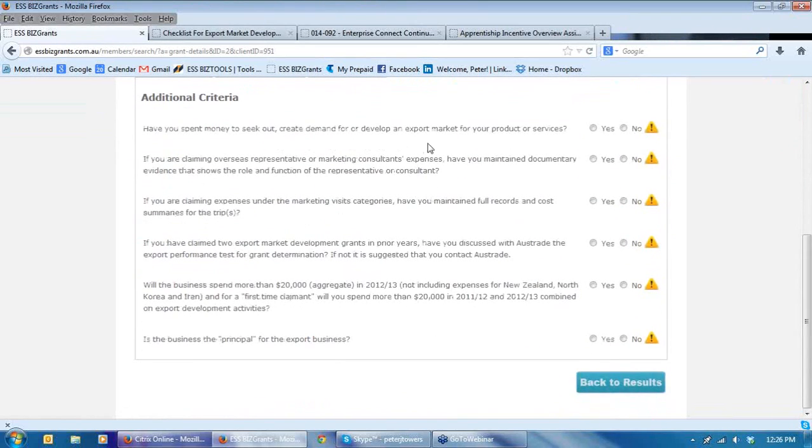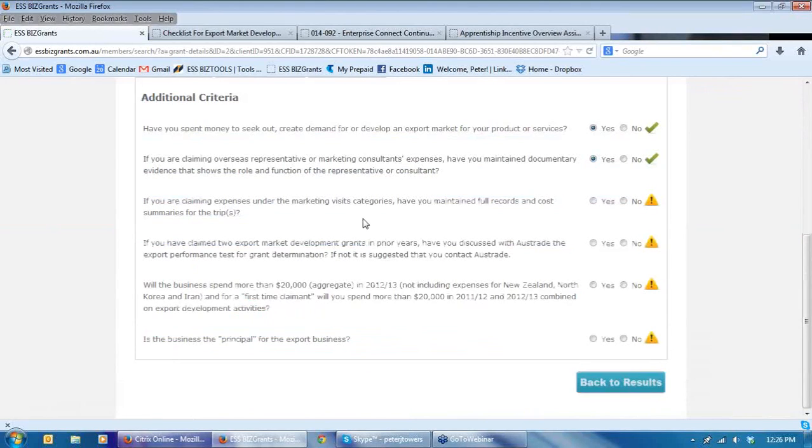Have you spent money to seek out, create demand, or develop an export product? Yes. If you're claiming overseas representatives, have you maintained documentary evidence? You need to have done that, so we say yes. If you are claiming expenses under the marketing visit categories, have you maintained full records? We say yes. If you've claimed 2 export market grants in prior years, have you had the discussion with Austrade about your export performance? It's the sort of process businesses need to be doing.